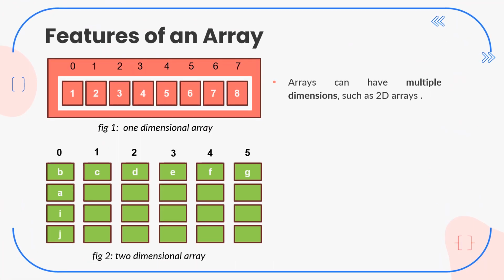Arrays have multiple dimensions depending on the need. The term dimension refers to different arrangements of cells to store values in the array. In this context, we observe two types. One is a single dimensional array and the other is a two-dimensional array.